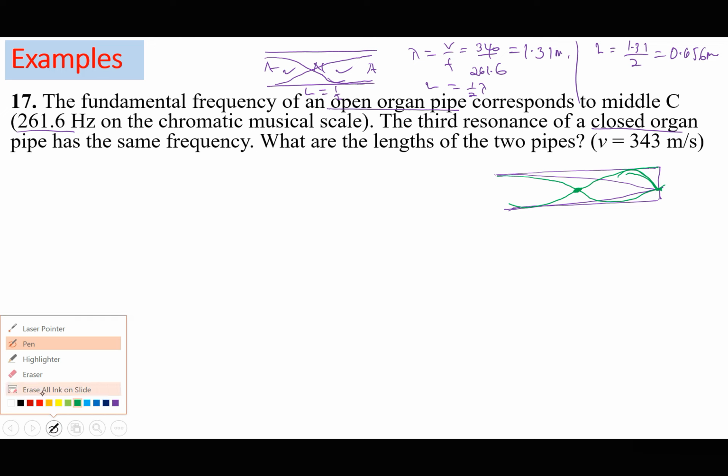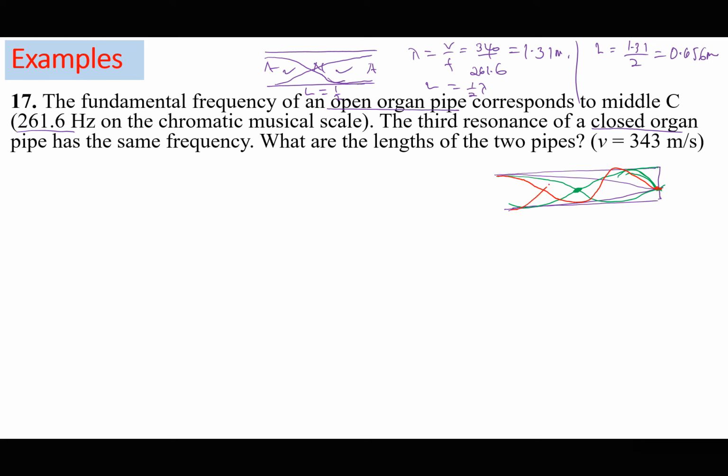For the third resonance, I have to introduce another node. So we have one node, and we introduce another node. So I'll have something like this. I have 1, 2, 3 nodes. That is for the third resonance. I want you to notice that the length L is equal to a quarter plus a half, which means 5/4 of the wavelength. So for a closed pipe, the length L is equal to 5/4 of the wavelength.